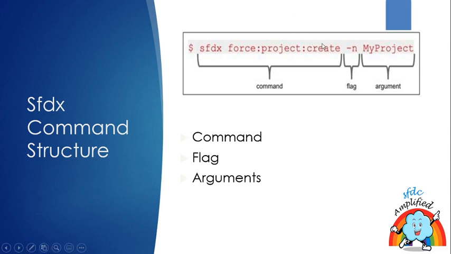Then the flag values that trigger the process. For example, we want to create a new project, so we have to write an argument, which process to invoke. Here we will be putting the project name. So like that it is being structured.